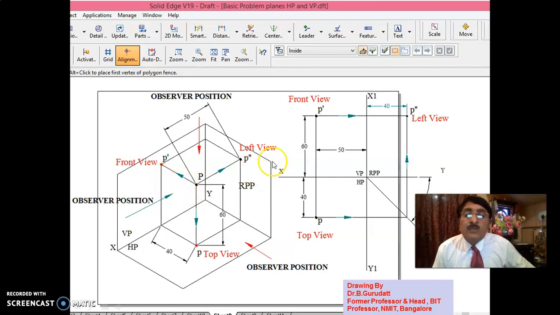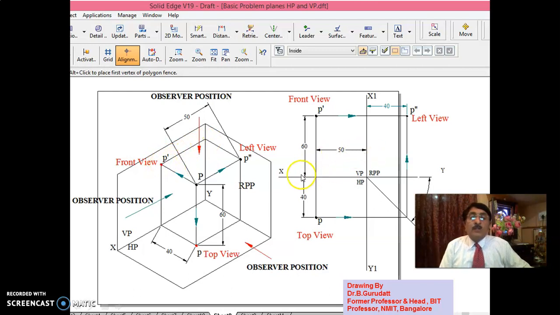Okay. Now, as you see here, it is the distance from right profile plane. This 50 is parallel to this 50. This distance is 50 parallel to this. That means, since this is X1 Y1 line, from X1 Y1 line, this has to be 50. That means front view should be 50 distance.